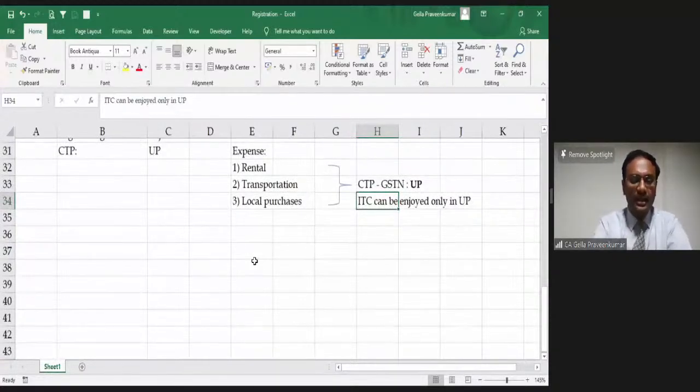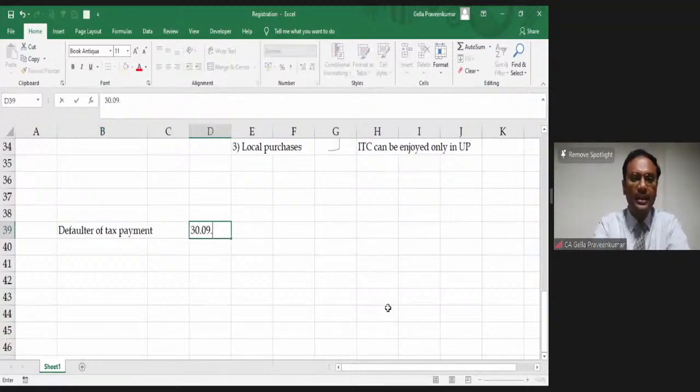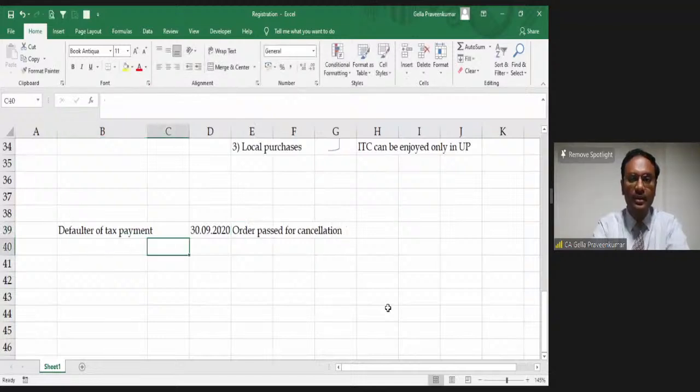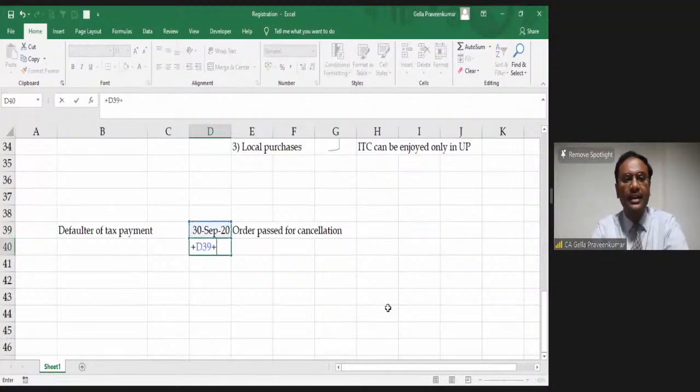Say, I have a defaulter of tax payment. On 30th September 2020, there was an order passed for cancellation. Now, 30 days from here, let me change this to a proper date, 30th September 2020. This is the date where my officer has passed a cancellation order. If I make the taxes due within a period of 30 days, then I can seek revocation with the proper officer.